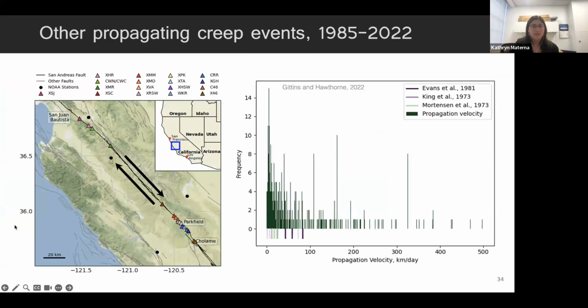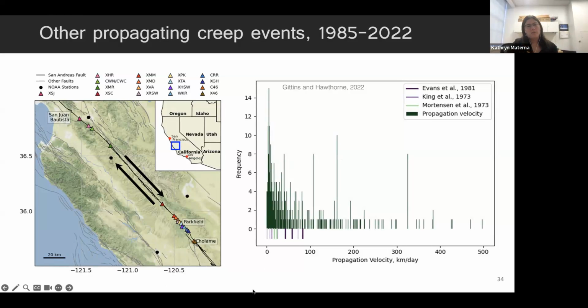A really nice compilation of along strike propagating creep events on strike slip faults was produced by Dan Gittins and Jessica Hawthorne in 2022. This study analyzed creep events along the San Andreas Fault with all of the available creep meters from 1985 to 2022. And there are very many creep events that propagate between one creep meter and the next. Their propagation velocities, as compiled here, are shown in this histogram.